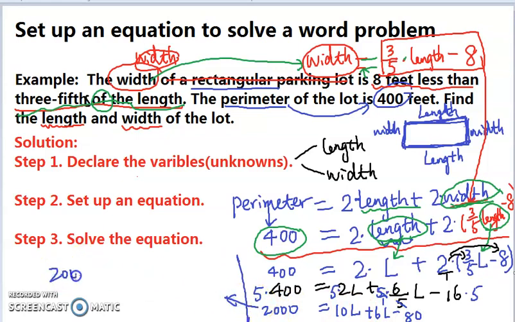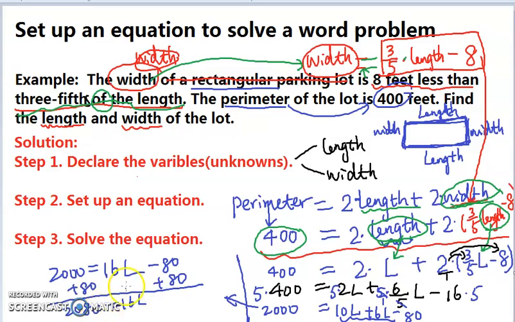So we got 2000 equals 16L, because 10L plus 6L gives us 16L, minus 80. Now we add 80 to both sides, or you can say you move 80 to the left-hand side, changing the sign. So we got 2080 equals 16L. The last step is to divide both sides by 16, so we can get rid of that 16 and get L by itself. And now we found out 2080 divided by 16 gives us 130. So now we found the answer for the length.